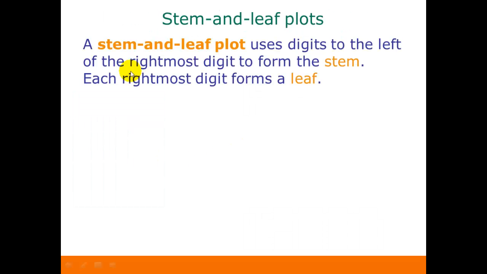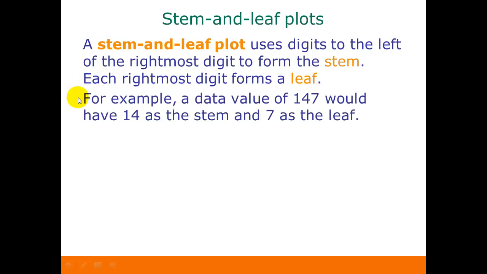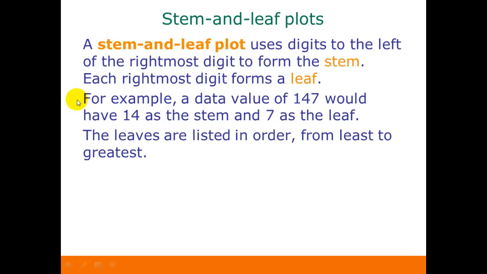And a stem and leaf plot uses the digits to the left to form the stem and the rightmost digits to form a leaf. For example, if we had a data value of 147, usually we would use 14 as the stem and 7 as the leaf. The leaves are listed in order from least to greatest.